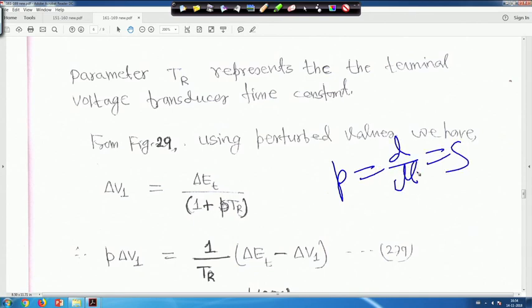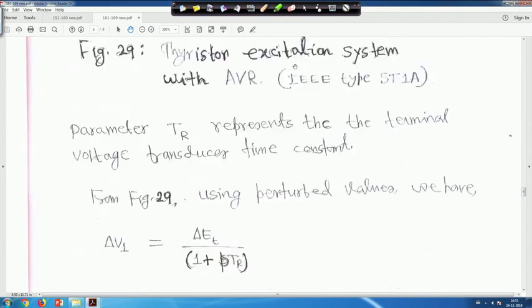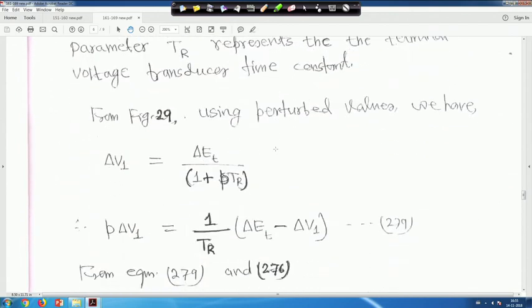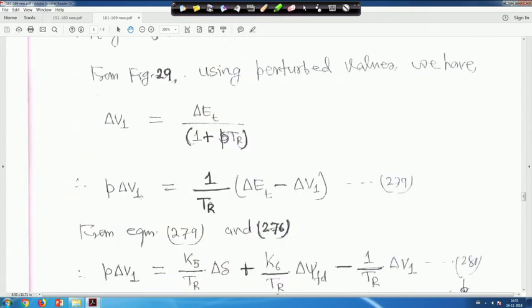So, there is no confusion at all, right. So, delta V1 is equal to delta Et upon 1 plus STR, right. So, using this value, because V1 is equal to Et upon 1 plus STR. So, delta V1 is equal to delta Et upon 1 plus STR, or you can write that P delta V1 is equal to 1 upon TR (delta Et minus delta V1), right.